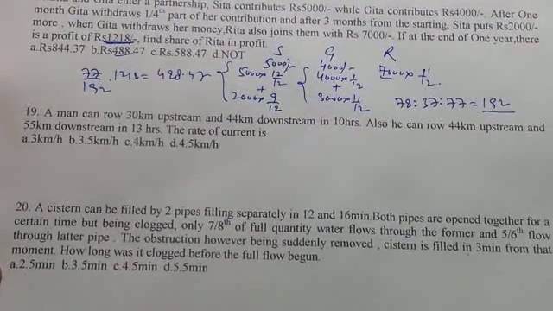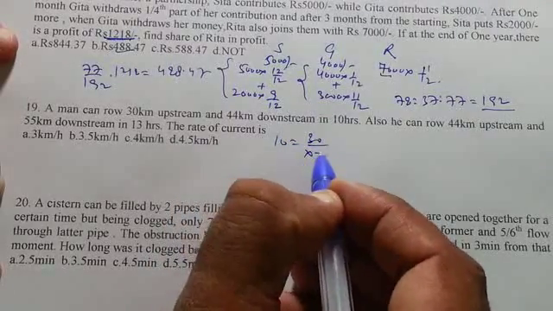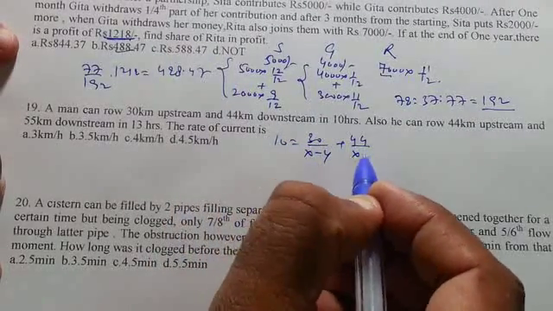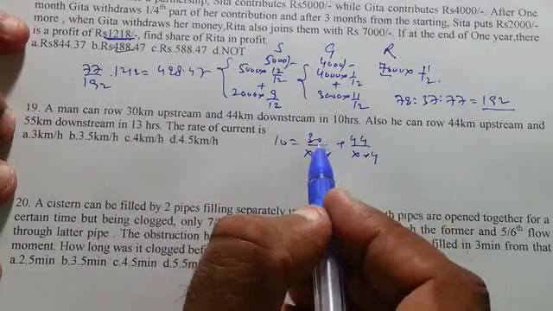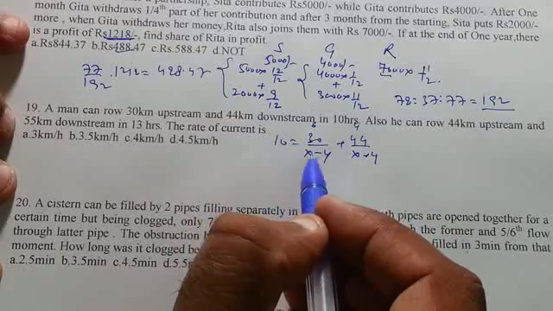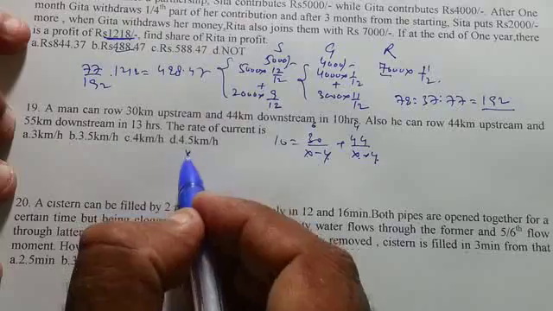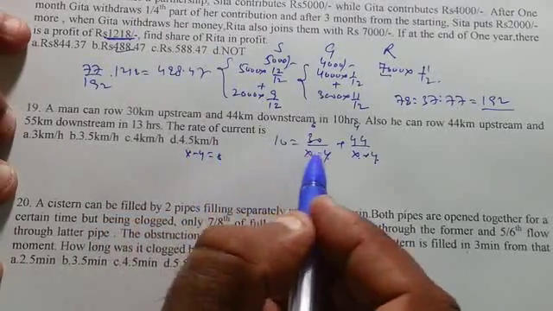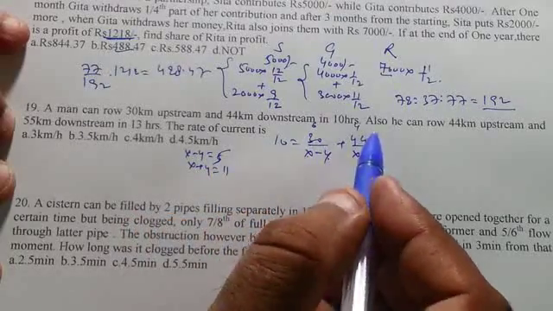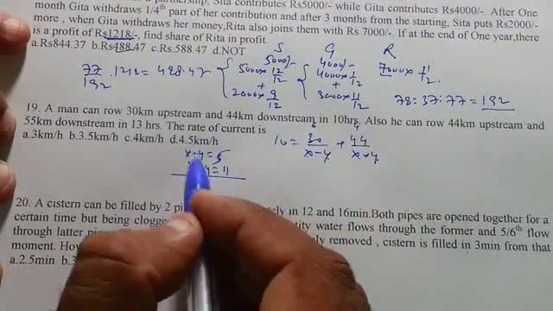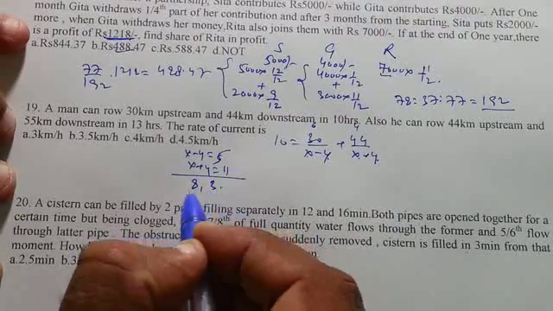A man can row 30 kilometers upstream and 44 kilometers downstream in 10 hours. So 10 is equal to 30 upon x minus y plus 44 upon x plus y. So you can analyze something from here. If this value is 6 and this value is 4, we can get 10. So x minus y should be equal to 5, and x plus y is equal to how much? x minus y is 5, we get 6 over here, and x plus y is 11, so we get 4 over here. So we can use both of these. The value of x becomes 8, the value of y becomes 3.